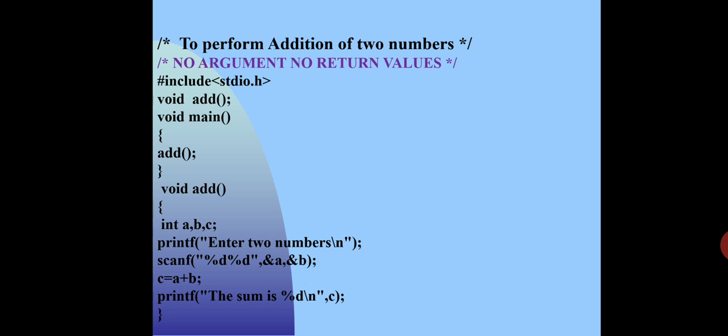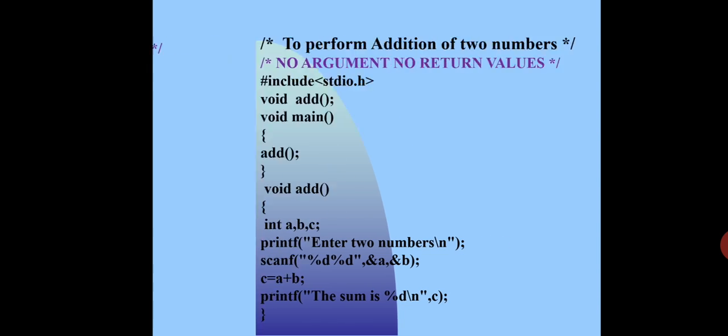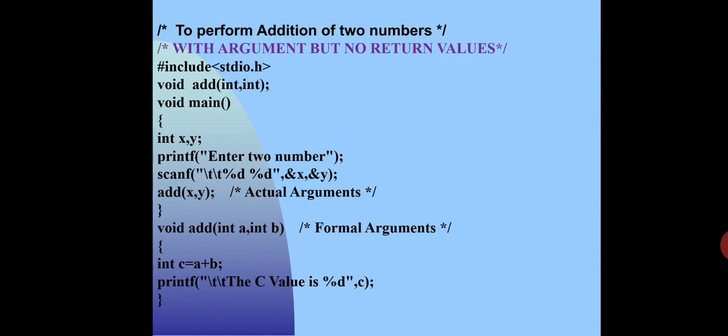Then there are no arguments. Can you see any arguments or parameters inside the add of? No, there are no arguments. That's why it is called no arguments and no return values. The second one is with argument but no return values. What is that? With argument but no return values.